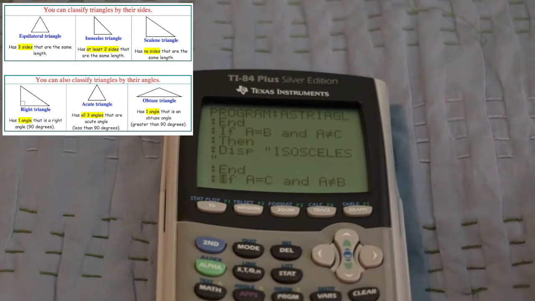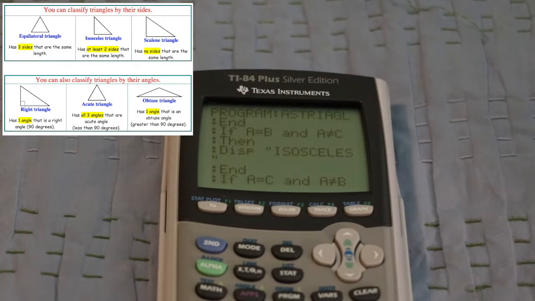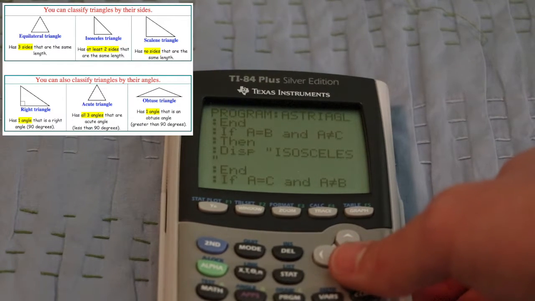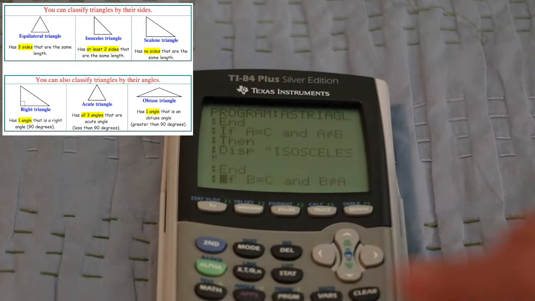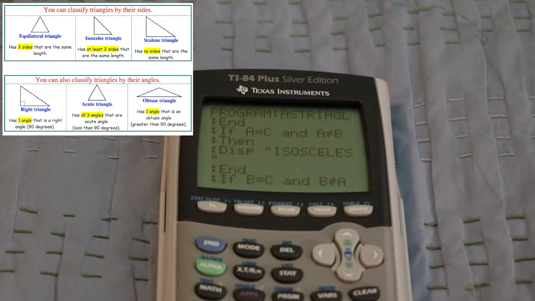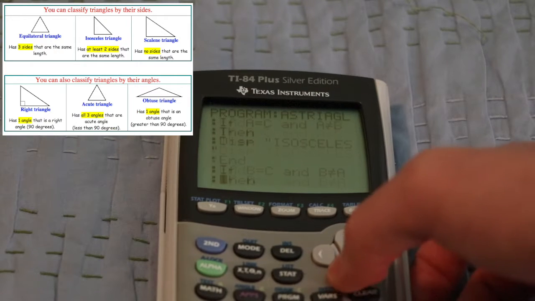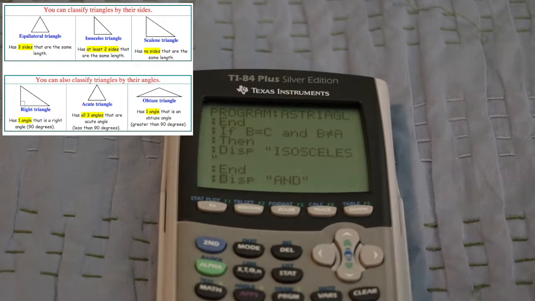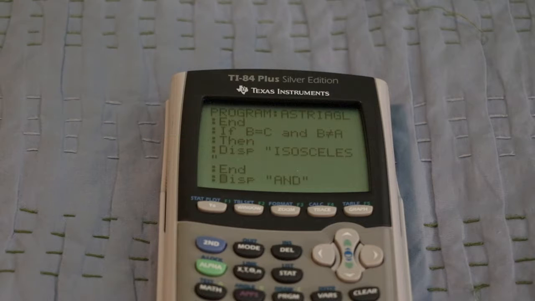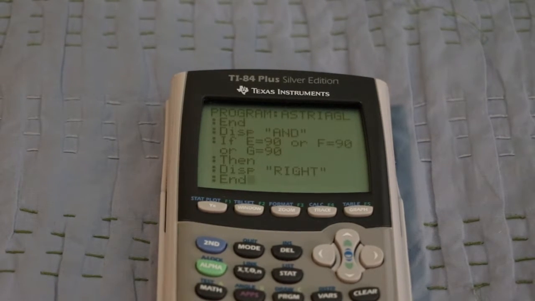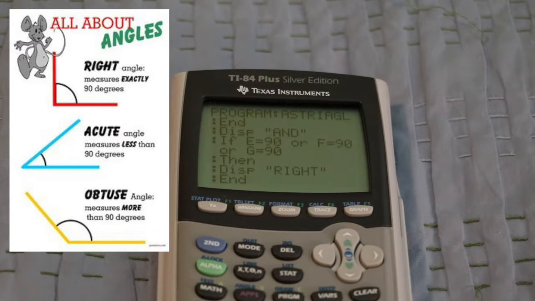So first we check if A and B are the isosceles sides, meaning they equal each other, but A and B don't equal C. Then we check if A and C are the sides, and A and B is not the side. And then we check if B equals C and if A is the side that does not equal the other 2. So then we've checked for the 3 possible types of triangles depending on size. And now we're going to check on angles.